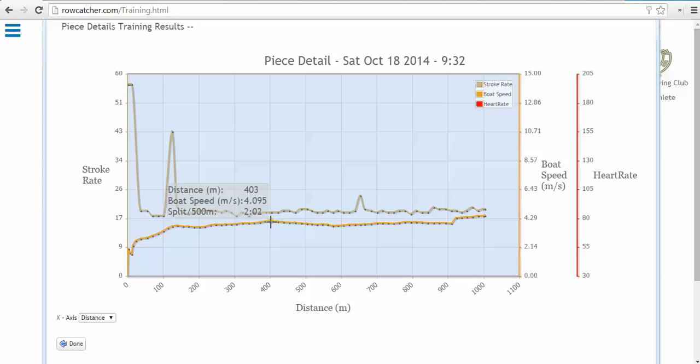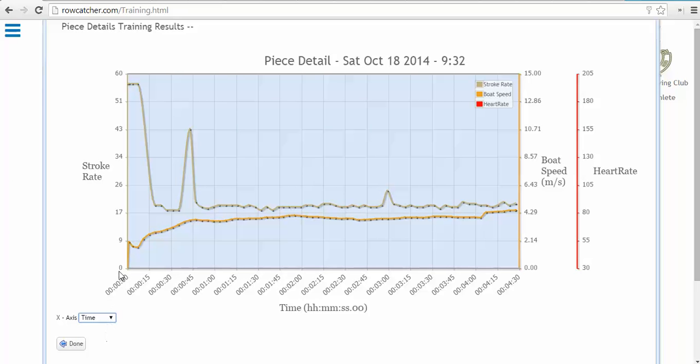This one here is considerably faster than the other two that we looked at. Splits are down at this point to 2 minutes and below the 2 minute mark as he finished up this 1K. We can change the x-axis to be time or by distance. That's the x-axis drawn by time. And the 1K took just under 4 minutes 30.